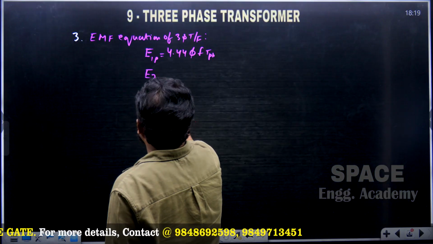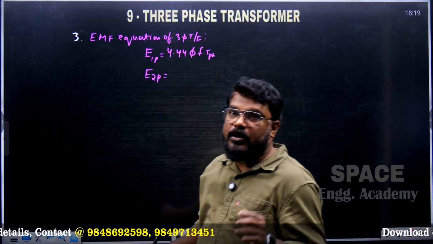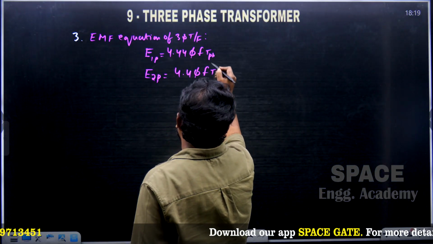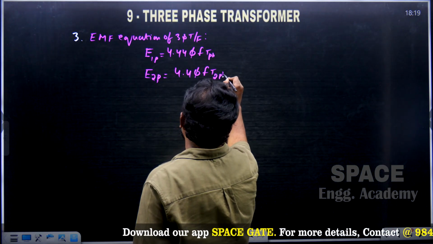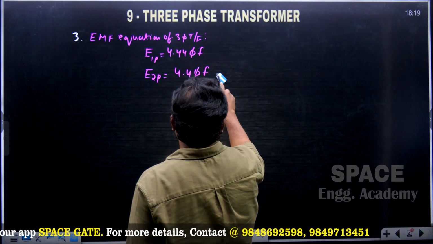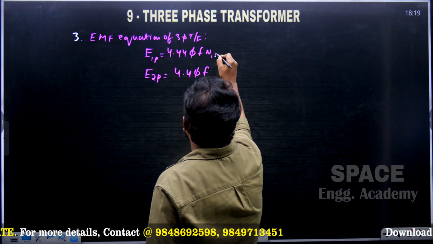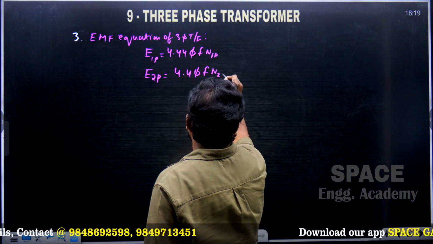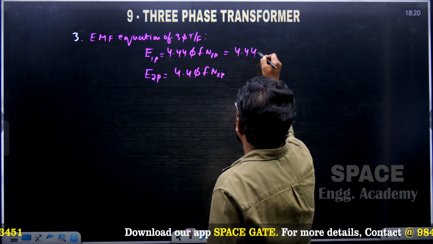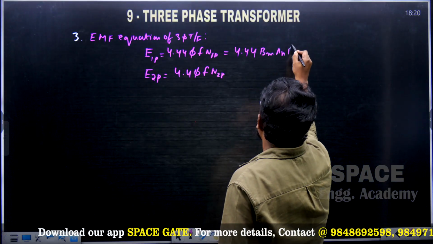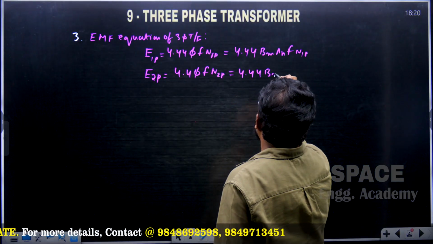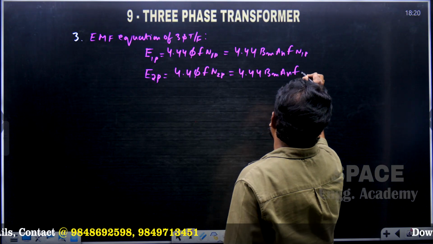Next, the EMF induced in the secondary winding of the transformer, E2, is equal to 4.44 phi f T2 turns per phase, where T1 is the turns per phase of the primary. Instead of T, we can write N1 per phase and N2 per phase. Sometimes we can also write this as 4.44 B maximum A f N1 per phase, and 4.44 B maximum A f N2 per phase.